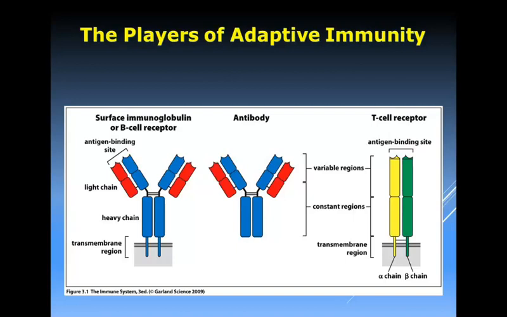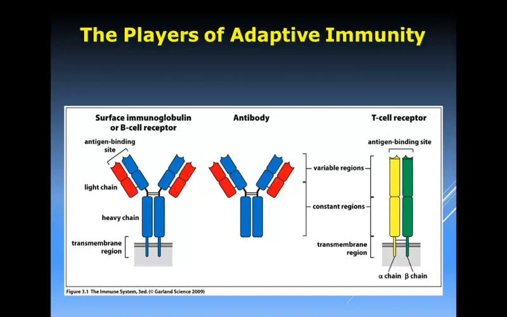So in Chapter 3, we're talking about adaptive immunity, and we need to look at the players. In Chapter 2, you saw a whole bunch of different players for the innate immunity side of things. And there were lots of different cells, lots of different molecules involved, and lots of different processes. And the innate immune response is really the second line of defense.